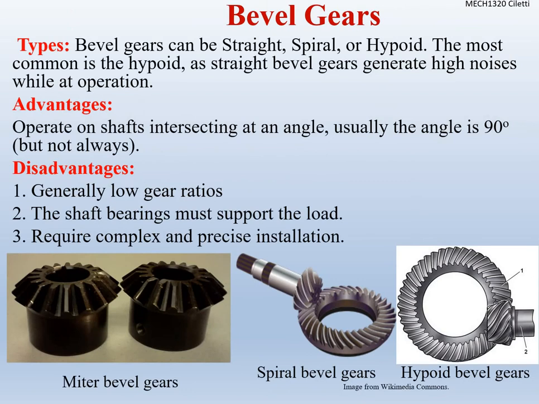All right, so bevel gears, right? We can use a bevel gear as a straight, a spiral, or hypoid kind of design, but what they're really important for is we make an intersecting angle at 90 degrees, all right? So we change our shaft from something that might be vertical to something horizontal and vice versa, okay? The disadvantages of these are they have low gear ratios and the shaft bearings have to support the load, okay? Part of that is just because they're coming at 90 degrees. And they require complex and very precise installation, okay? You can obviously see, because we have to make sure the teeth align correctly.